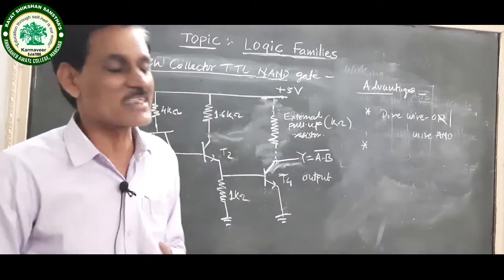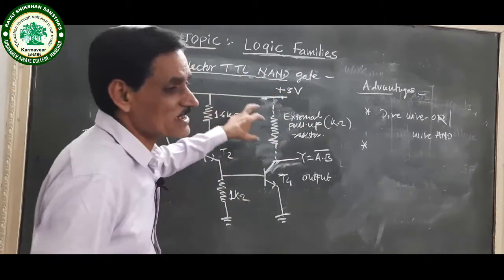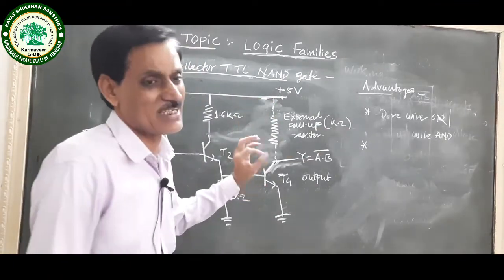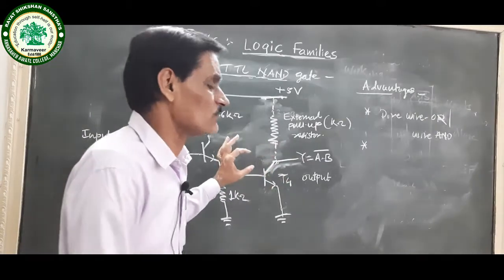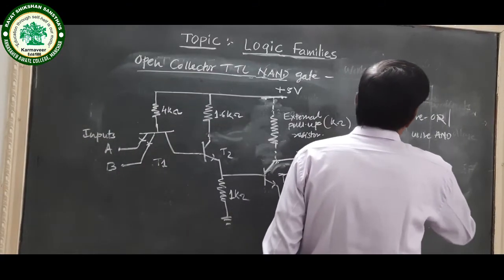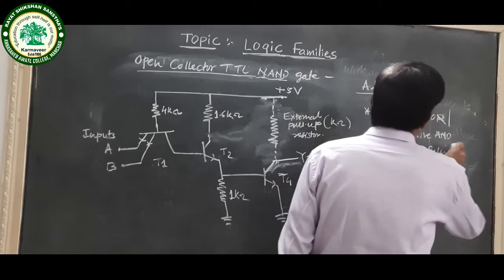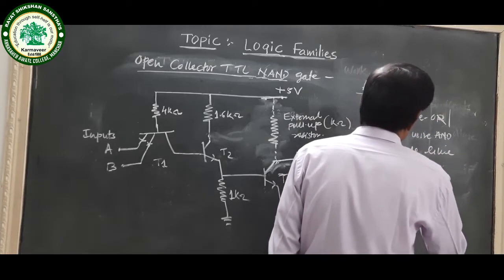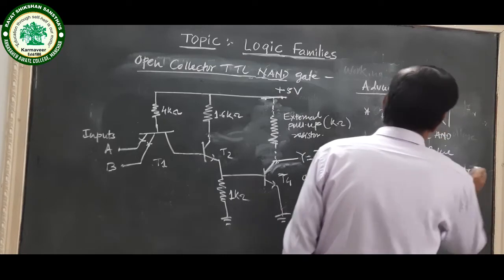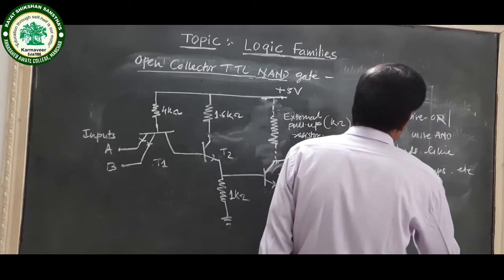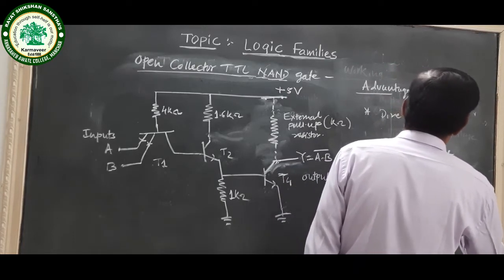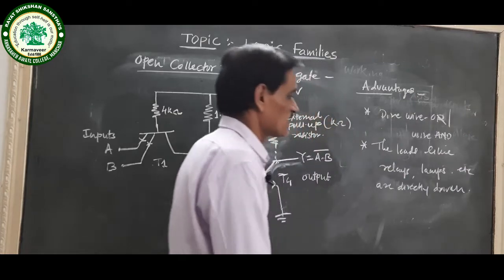And the second great advantage is that open collector devices can drive loads like lamps, relays, etc. They can be directly driven. The loads like relays and lamps are directly driven by these TTL devices.